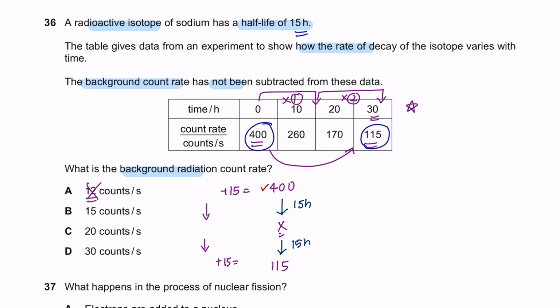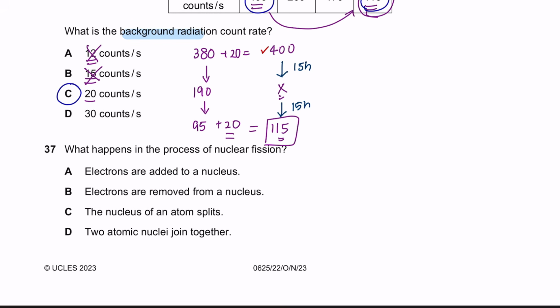So we'll repeat this with the background radiation of 15 now and see if we get 115 at the end, which is not 115, so the background radiation cannot be 15. Now let's try if the background radiation was 20, then the initial count rate must be 380. Adding with the background radiation of 20, I will actually get 115. So the background radiation here must be 20. The answer is C.